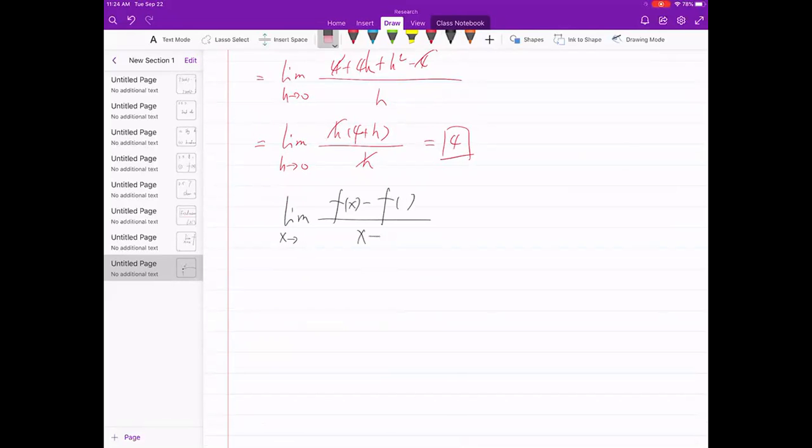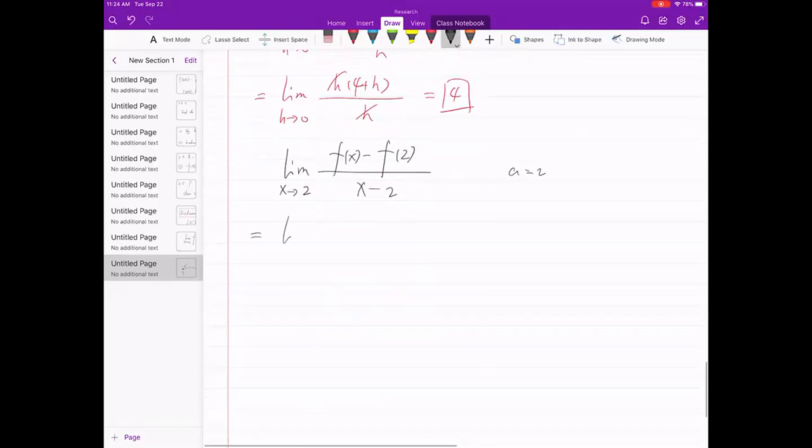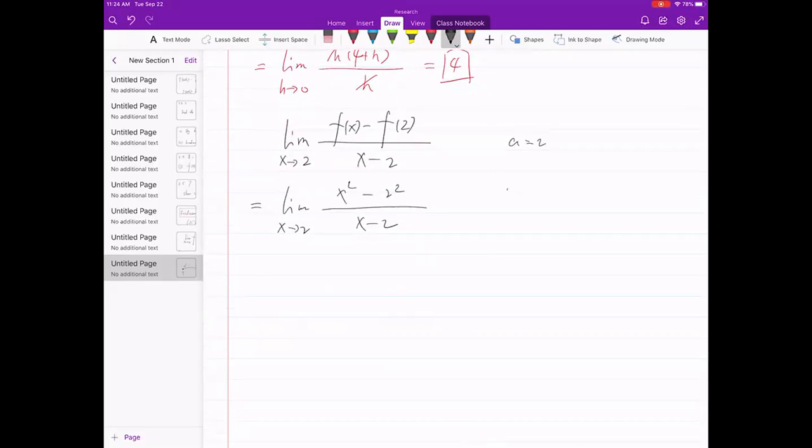Remember, a is 2. So f(x) minus f(2) over x minus 2. What's the limit? There's a hole. Again, it becomes one of the WebWork. Plug in 2. You got 2 plus 2, which is 4.